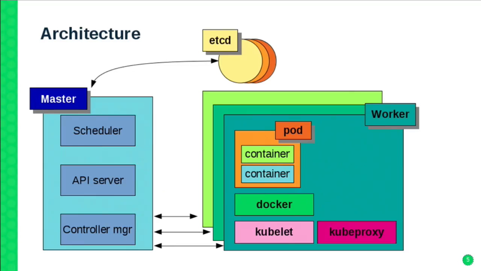You have the API server, which is basically the entry point of the cluster. All the tools that you use to interact with Kubernetes go through the API server, and also the workers themselves talk with the master through the API server. And then you have the controller manager.